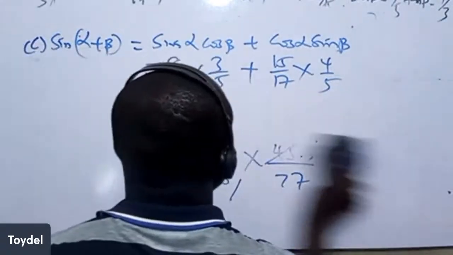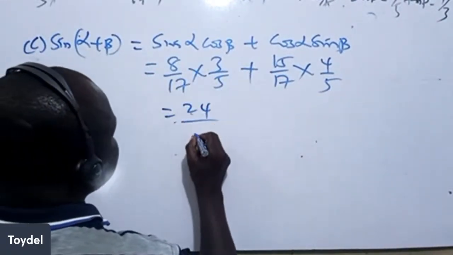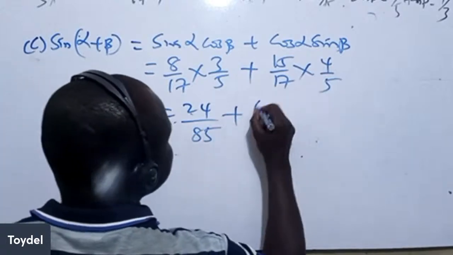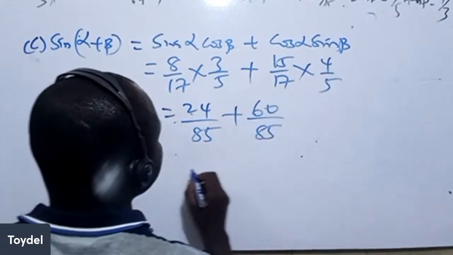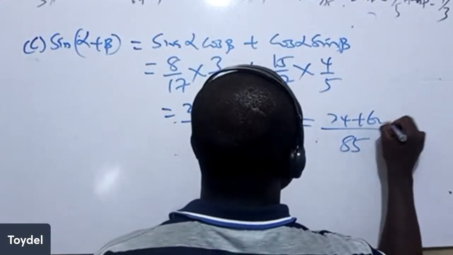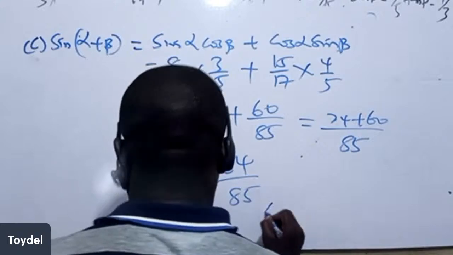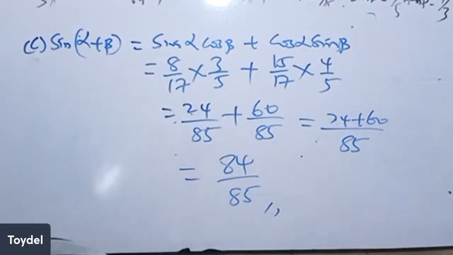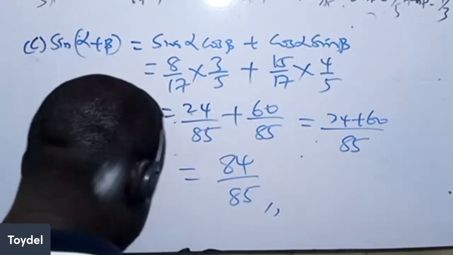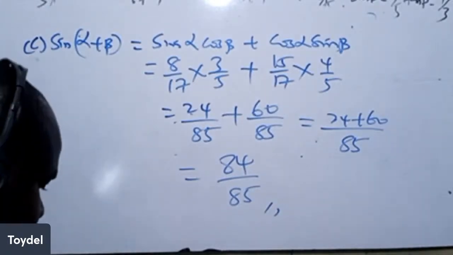So from there, we are going to have 24 all over 85 plus 60 all over 85. So the LCM will be 85. We have 24 plus 60. Then at the end of the day, we are going to have 84 all over 85 as the value. So that will be the answer to sine(alpha plus beta).